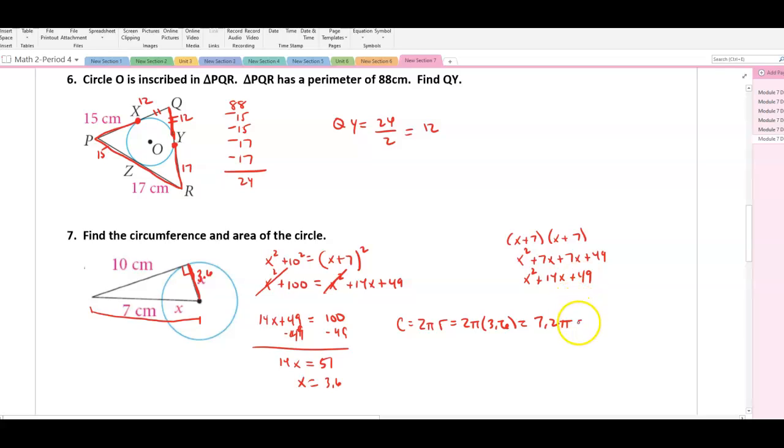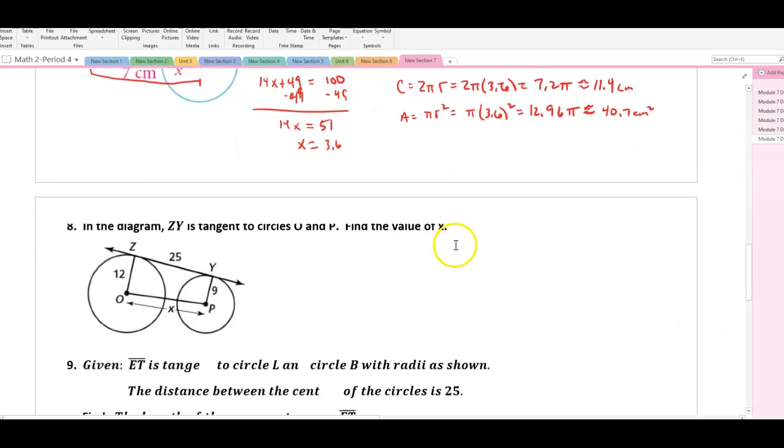Now the exact answer, mine's going to be approximately 11.4. Now the area, remember, is pi times the radius squared. So pi times 3.6 squared gives you 12.96 pi. And if you multiply that out, you get approximately 40.7. That'd be centimeters squared. This would be centimeters. Okay? A little ugly, but not hard.